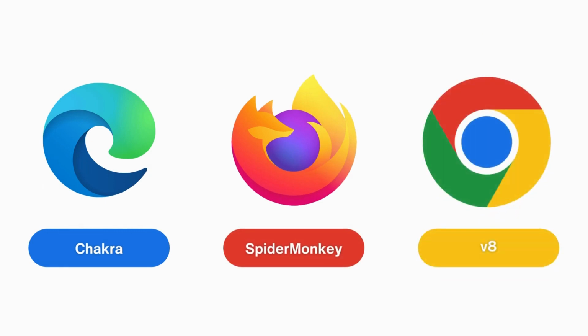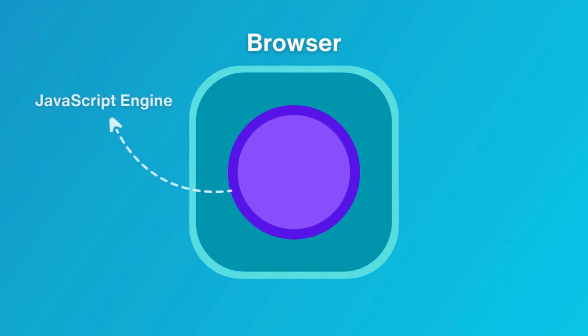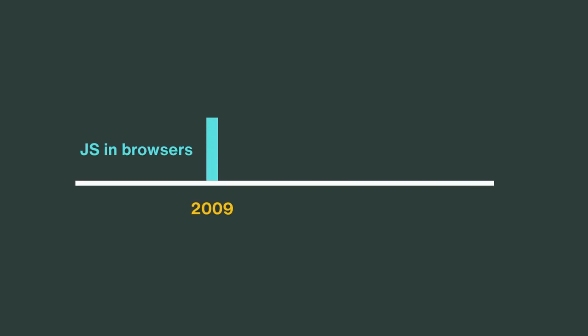And because of these varieties of engines, sometimes JavaScript code can behave differently in one browser or another. Now a browser provides a runtime environment for JavaScript code. For example, you probably know that in a browser we have the window or document object. These objects allow us to work with the environment in which our code is running. Now up to 2009, the only way to execute JavaScript code was inside of a browser.